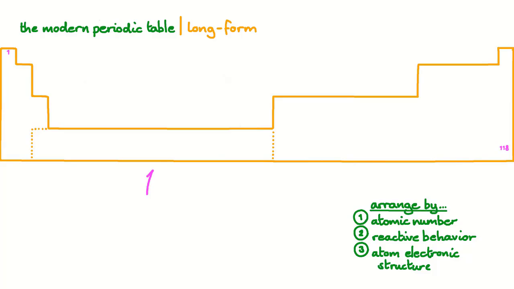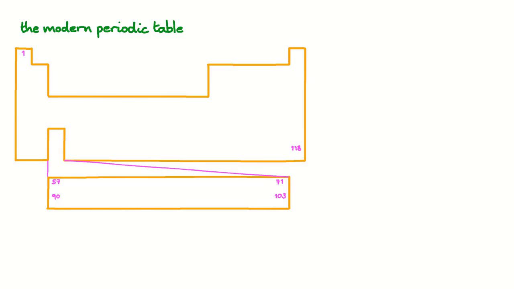This is why this selection of elements is often moved below the table. This gives us the form of the periodic table we're most used to seeing. This form is easier to print and use. In this floating block of elements at the bottom, the element in the top left is lanthanum, so the elements along that row are called the lanthanides or lanthanoids. In the row below, the first element is actinium, so this row is known as the actinides or actinoids.